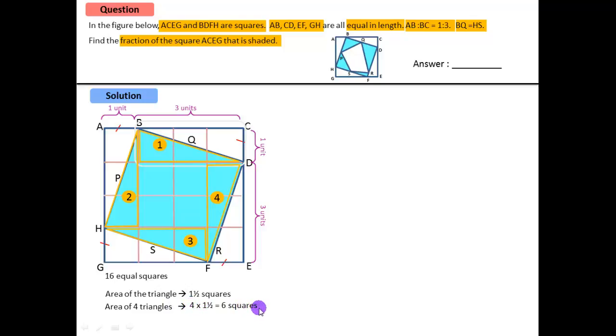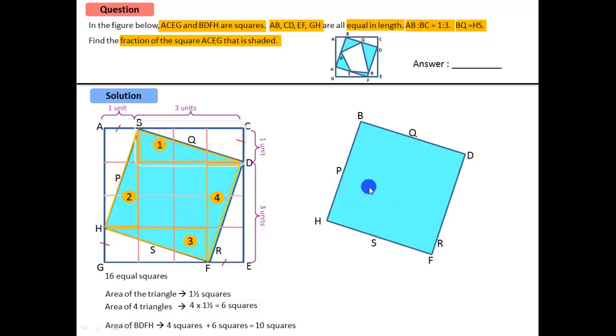Now we can find out the area of BDFH, which is the inner square. That will be 4 squares, these 4 squares over here, plus the 6 squares, which is the area of the 4 triangles. And this gives us a total of 10 squares. We know the area of the inner square now. It is 10 squares. Now let's include the irregular polygon.